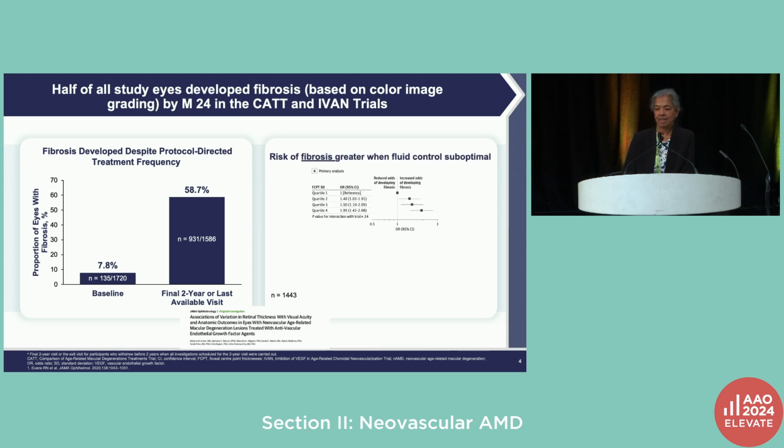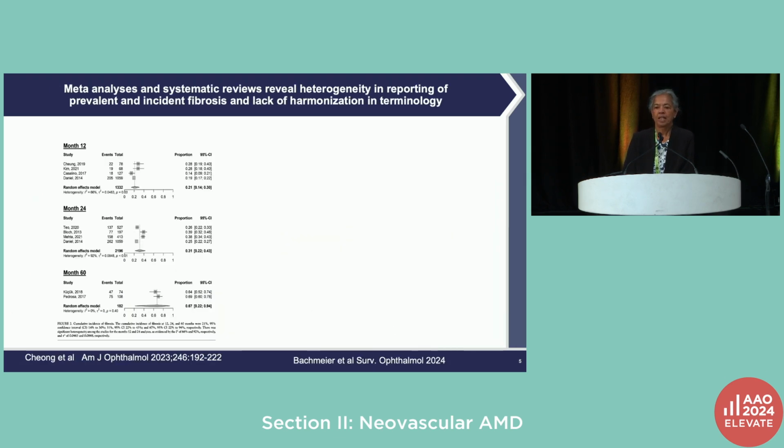And when there was a suboptimal fluid control, such as those eyes that had much more severe disease, the risk of fibrosis was greater, as was the risk of worse functional outcomes. In a meta-analysis that was performed some years after the treatment of anti-VEGF was introduced, you can see a great deal of heterogeneity in both prevalent and incident fibrosis. And if you look at the diamond at the bottom of the graph, you can see that the rates of reported fibrosis range from 20% to nearly 100%.